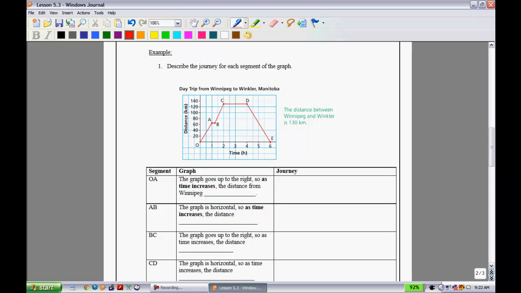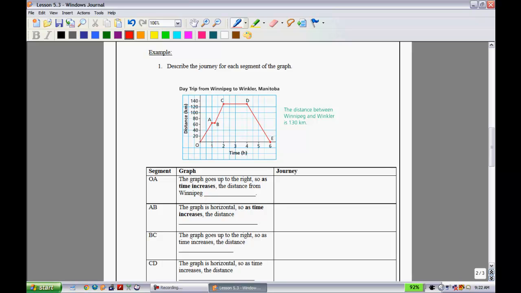The situation we have here says a day trip from Winnipeg to Winkler, Manitoba. They've said that the distance between Winnipeg and Winkler is 130 kilometers. So from O to C, they've gone 130 kilometers, and then from C to E on the way back, they've gone 130 kilometers. But the amount of time it took them to go from one to the other may be somewhat different. That's what we're going to take a look at.